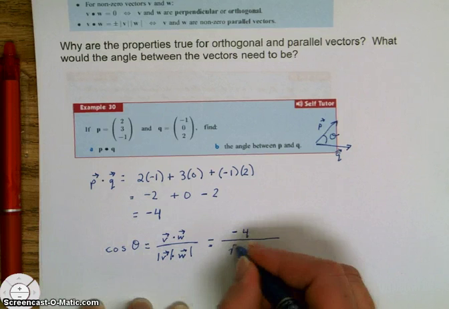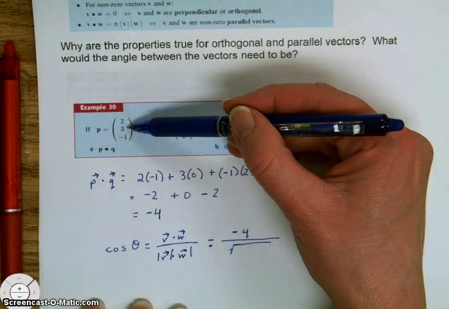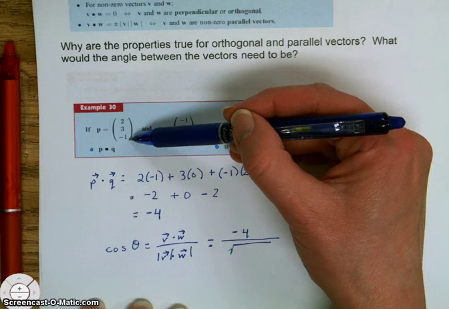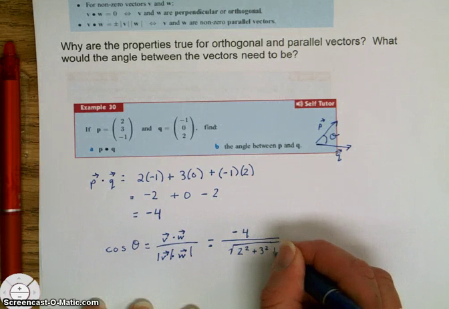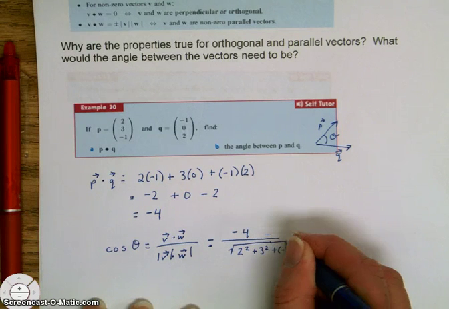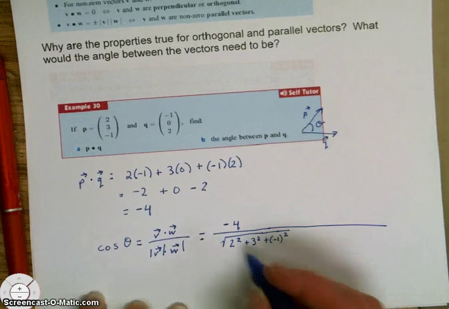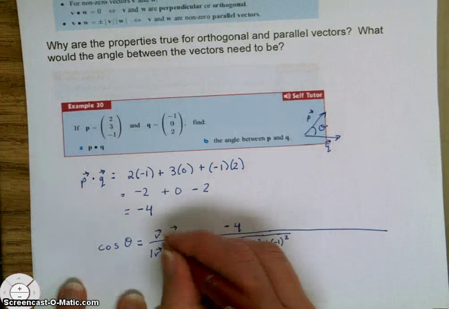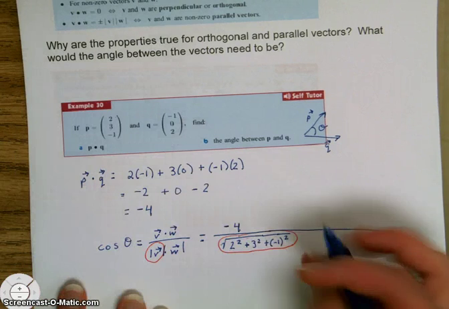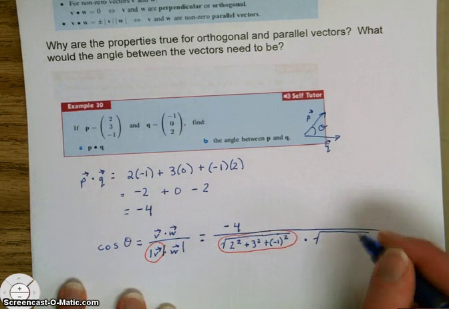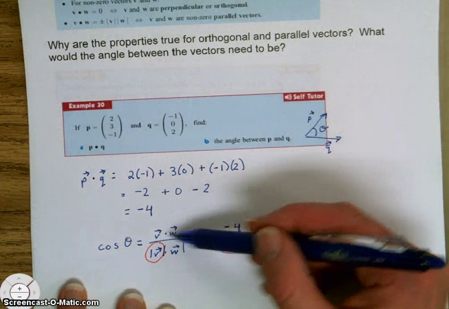So for the magnitude of P, you do the square root of 2 squared plus 3 squared plus negative 1 squared. All of that is just the magnitude of the first vector, and I need to multiply by the magnitude of the second vector. Sorry, I said V and W, but these are P and Q. It's the same thing; these are just the letters they use on your formula sheet.